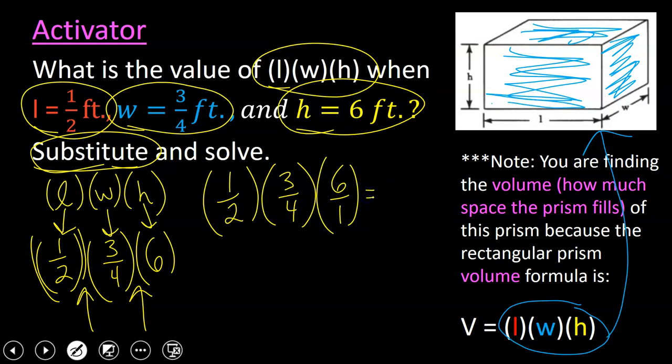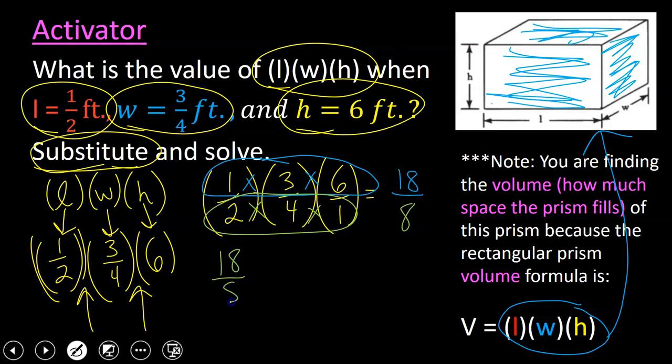Now I'm going to do what I normally do when I multiply fractions. I'm going to start by multiplying the numerators. 1 times 3 is 3, times 6 is 18. Then I'm going to multiply the denominators. 2 times 4 is 8, times 1 is 8. Now 18 and 8 are both even numbers. Remember, even numbers end in 0, 2, 4, 6, or 8. And even numbers are each divisible by 2. So I divide the numerator by 2, and then I divide the denominator by 2 to reduce this fraction.